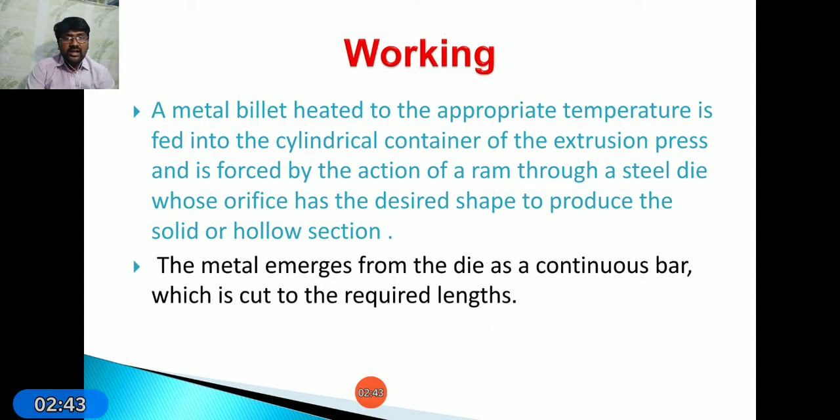Next, the metal emerges from the die as a continuous bar which is cut to the required length. Here, the work material comes out of the cylinder continuously. Whatever length is required, we cut at that point. Based on the requirement of length, we have to cut.